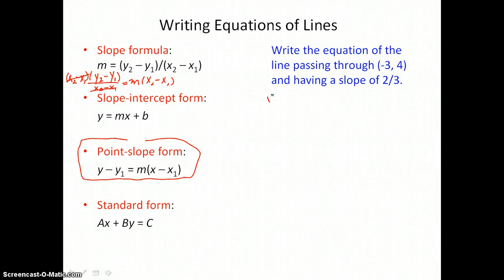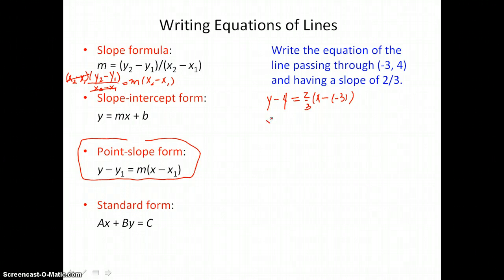So writing our equation in point-slope form, it would be y take away y sub 1, which is 4, is equal to the slope, which is 2/3, times x take away x sub 1, which is -3. But we would never leave our equation in point-slope form. It's not an acceptable form. We'd want to leave it in slope-intercept form, so we'd want to solve for y.